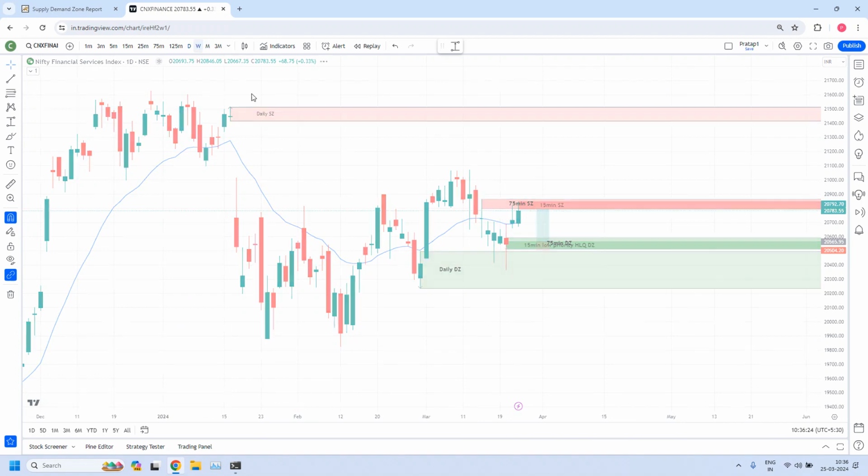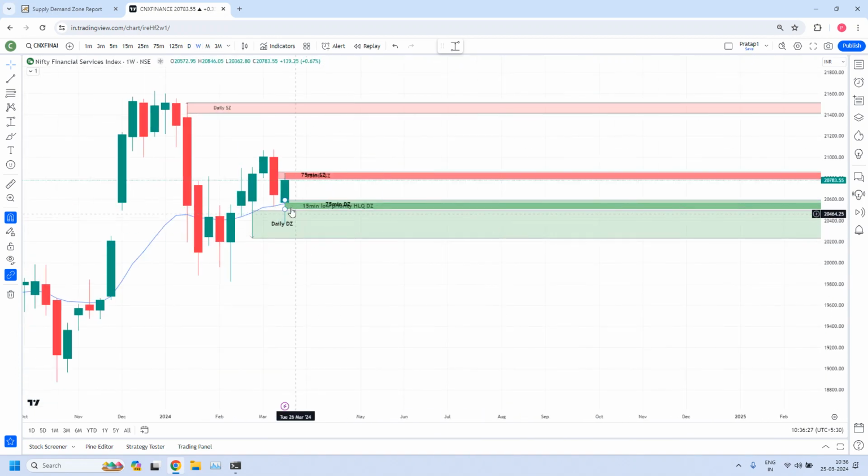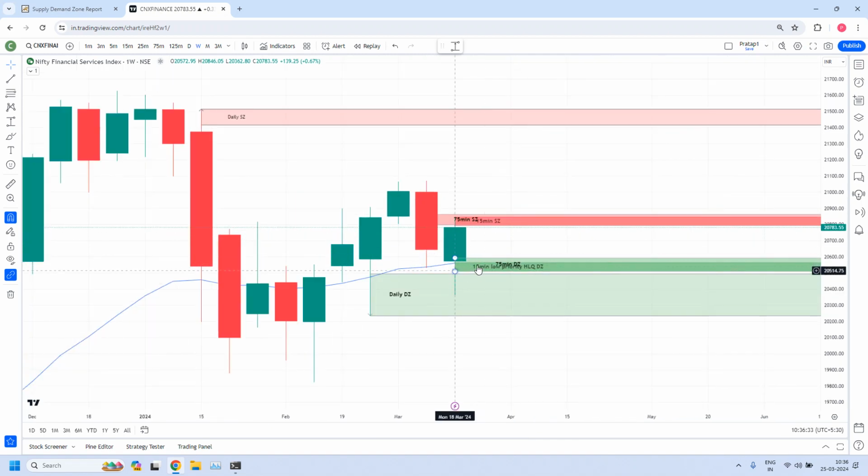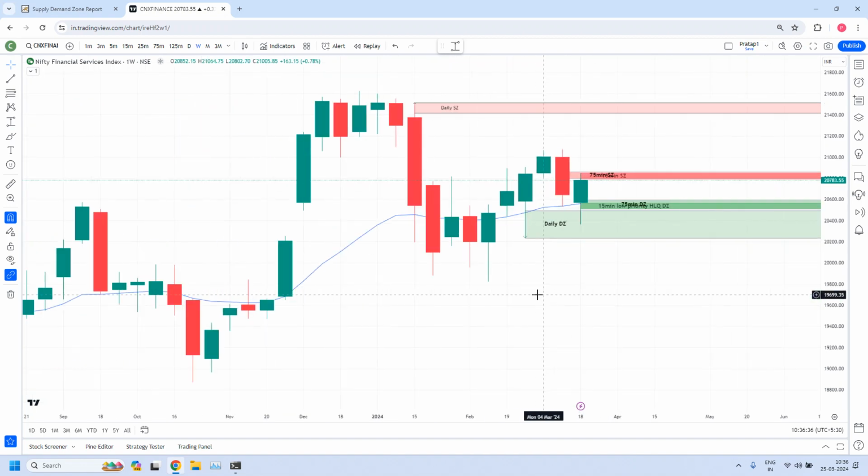Or is there any weekly EMA confluence? See here. Now exactly at this weekly EMA confluence, our zone is there.